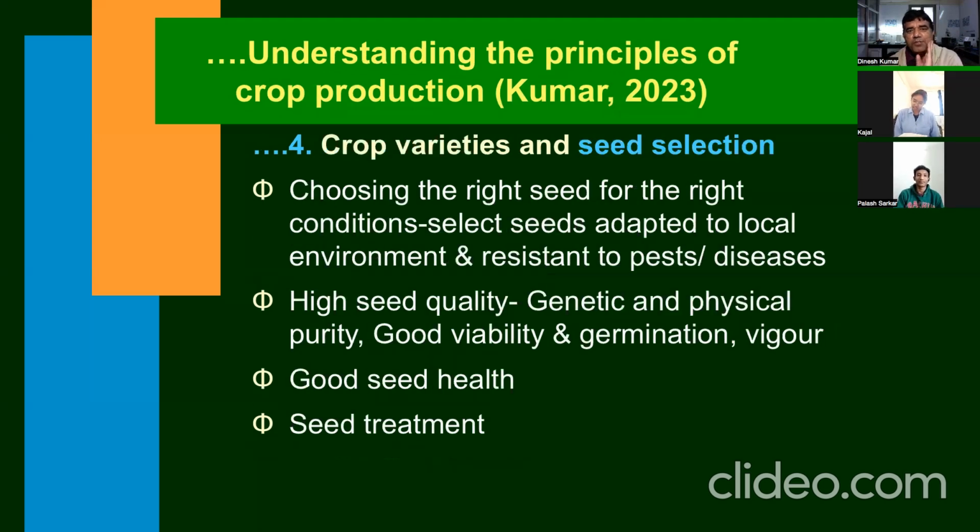So now similarly, choosing the right seed for the right conditions. High seed quality is desirable, as I was telling you. Genetic and physical purity should be high. Good viability should be there, germination should be there, and initial vigor of the seedling should be there. Good seed health means disease-free, and seed treatment can be done.